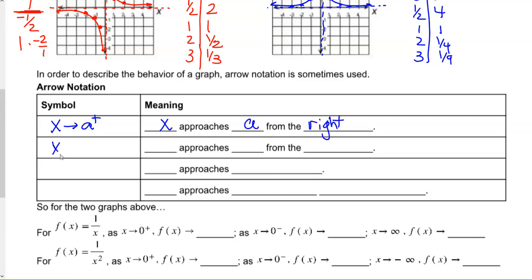If I have a notation where I put a minus in the exponent, that means we're looking at x approaches a from the left. If I look at x going to infinity, that means x approaches infinity. And if I throw in a negative there, obviously then x approaches negative infinity.